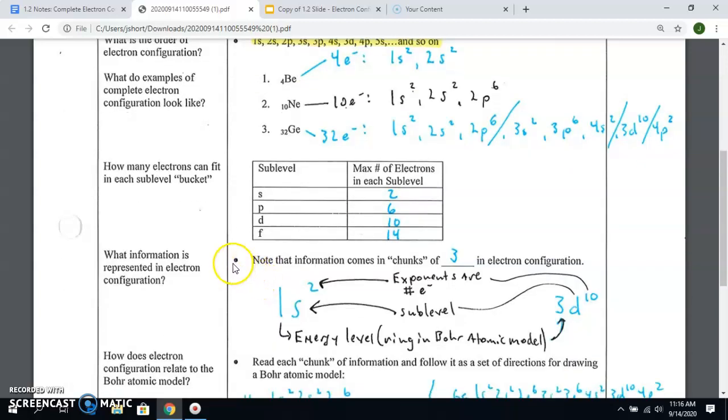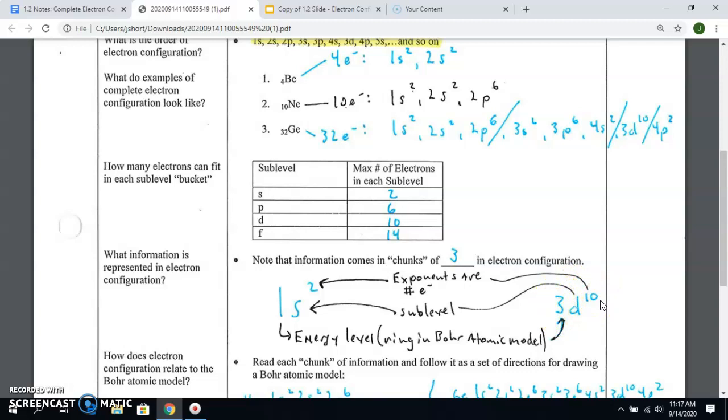Okay, so I want you to notice that information comes in chunks of 3 in electron configuration. So consider this. Here's a chunk of 3 that we've got in blue right here. 1s2 is a chunk of 3 pieces of information. Likewise, 3d10 is a chunk of 3 pieces of information. Let's break this down and make sure that we understand what each piece of information means.